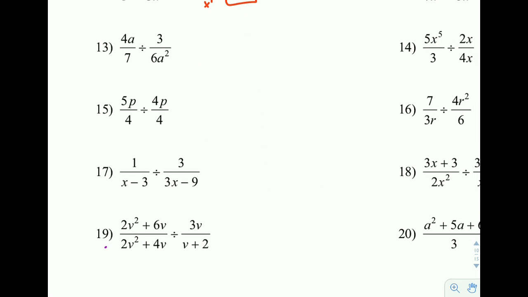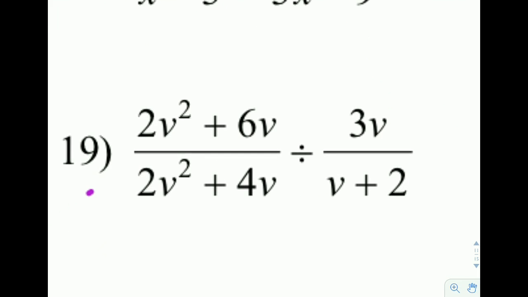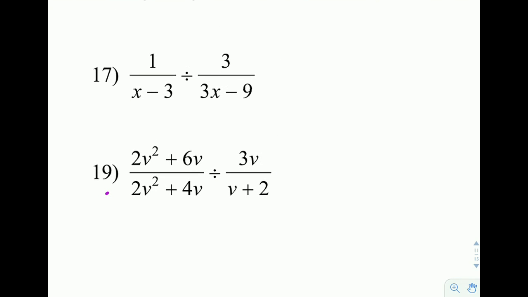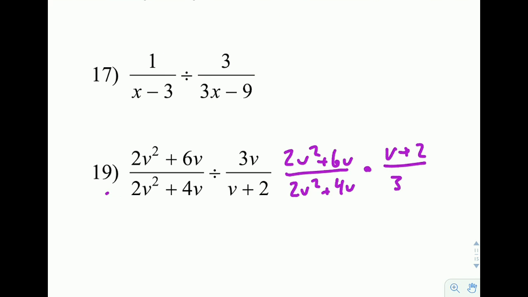Going down a little bit farther to number 19. This one has addition or subtraction, so it's kind of like before where it gets a little bit complicated. But before you go too far, make sure you rewrite the problem as multiplication. So let's do that first. We have 2v squared plus 6v over 2v squared plus 4v times the flip of the second term. So v plus 2 on top, 3v on bottom. So we took this one and we flipped it and then we turned it into multiplication.